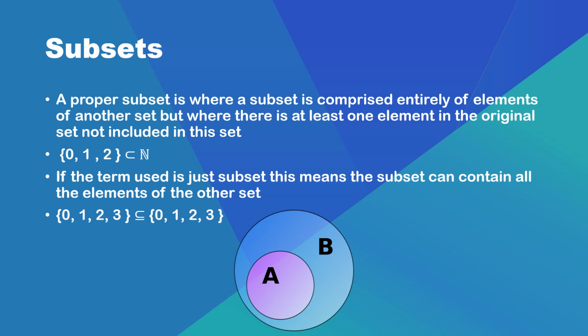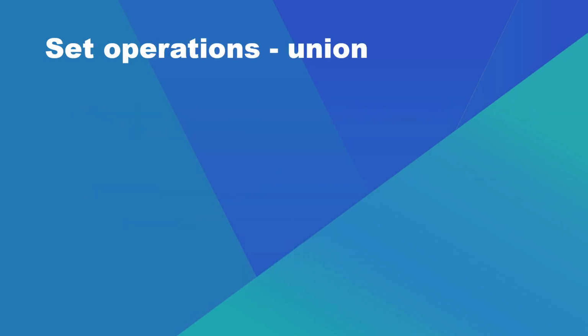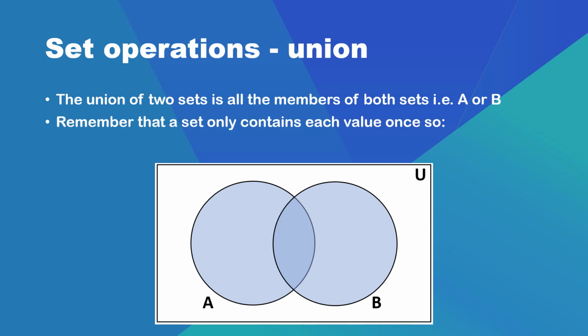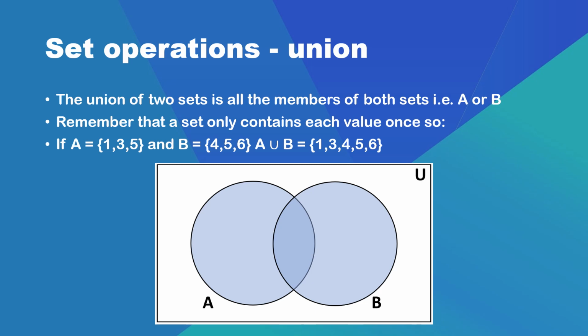As well as checking whether a value is a member of a set, there are three other set operations you need to be aware of. The first of these is a union of two sets. This is all the members of both sets, that is, any value that is a member of set A or of set B. Remember that a set only contains each value once, so if set A contains the values 1, 3 and 5, and set B contains the values 4, 5 and 6, the union of set A and B would contain the values 1, 3, 4, 5 and 6.